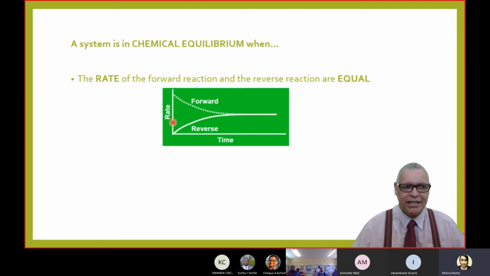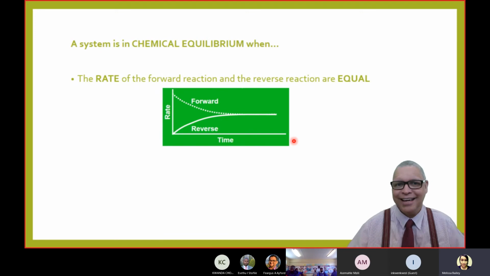Here we have the rate indicated on the y-axis, that's our dependent variable, and here we have the time on the x-axis, which is the independent variable. But now look at the graphs. The dotted line represents the forward reaction. Notice it starts there and it comes down, down, down, and then it almost comes to a plateau. In other words, it's starting to go flat.